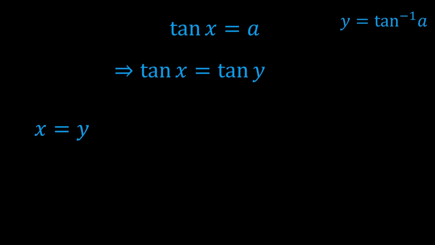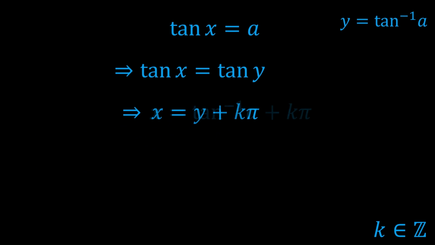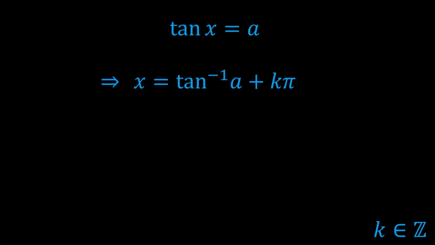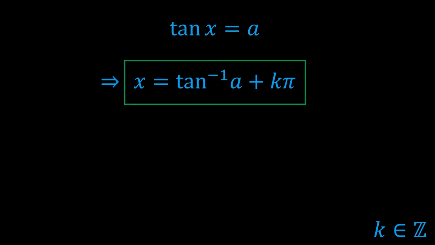So then we just apply the periodicity to this, giving us another statement, x equals y plus k pi, since tan has a period of pi. And of course, k is an integer. The first statement is given by the second, where k is 0. So all we have is x is equal to y plus k pi. Replace y with tan inverse a, and we're done. Tan x equals a implies that x equals tan inverse a plus k pi for an integer k.